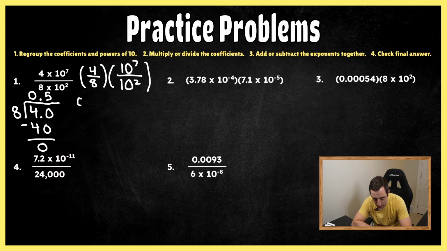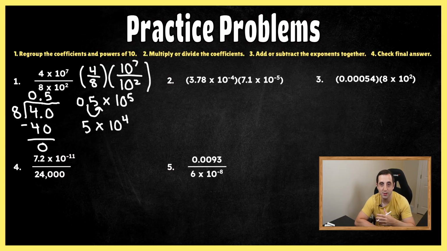So now we have 0.5 times, and then for our powers of 10, remember that we subtract our exponents for division. So 7 minus 2 is going to give us 10 to the 5th. The only problem is our answer still isn't right because our coefficient does not fit in that range of greater than or equal to 1 but less than 10. So we need to move our decimal point one place value to the right, which makes our number larger, and in return our power should decrease by 1. So our final answer should be 5 times 10 to the 4th for the first one. So if you got that, nice job.